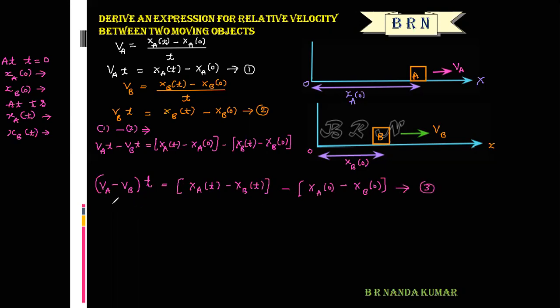So XA of T minus XB of T can also be written in the form of VA minus VB into T, plus XA of 0 minus XB of 0. Call this equation number 4.